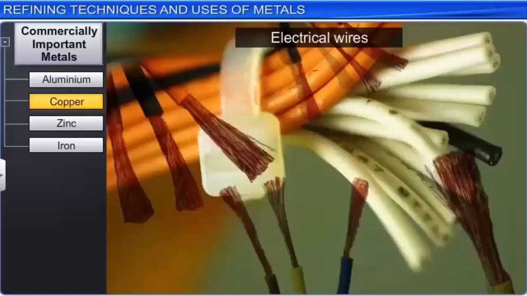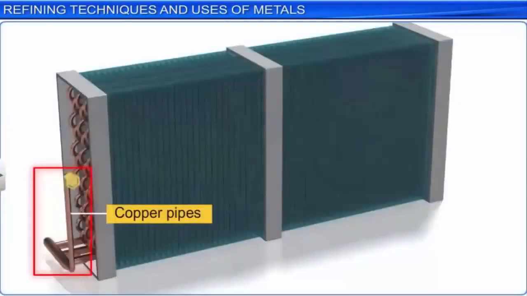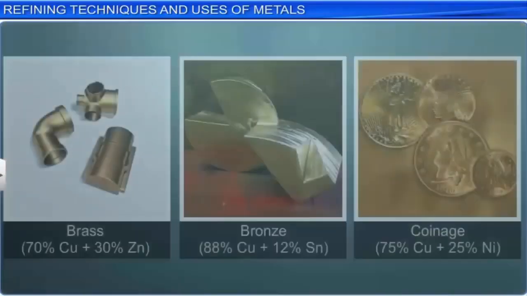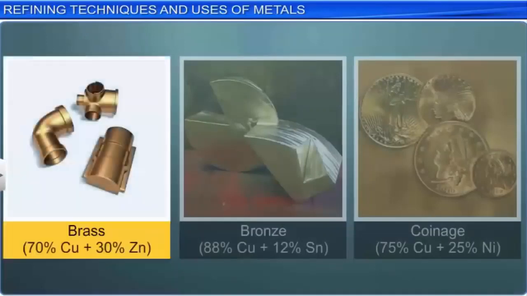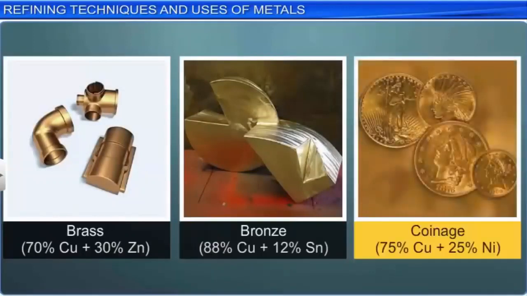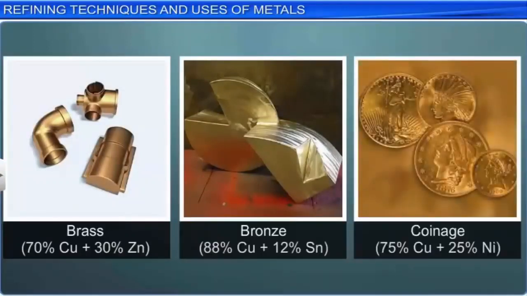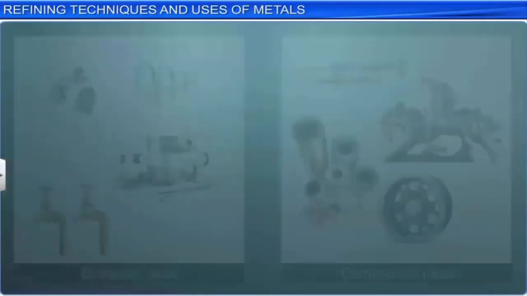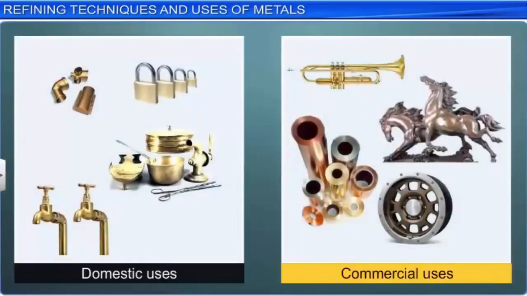Copper is used for making electrical wires. Copper pipes are used in homes and industries to carry water and steam. Copper forms alloys such as brass with zinc, bronze with tin, and coinage with nickel. These alloys are harder than copper and have many domestic and commercial uses.